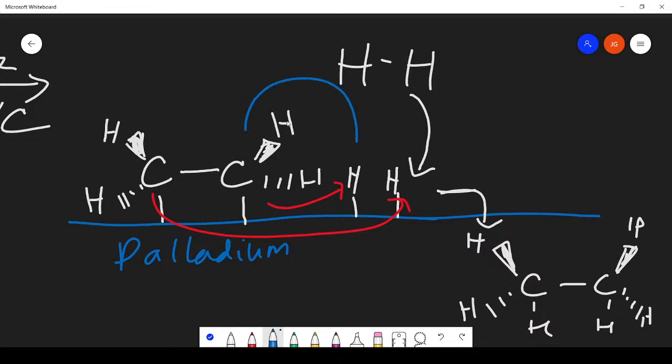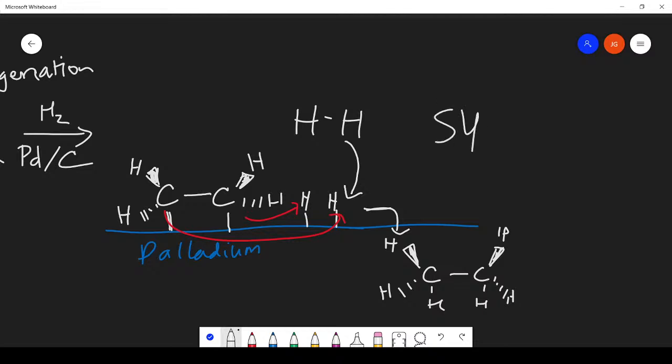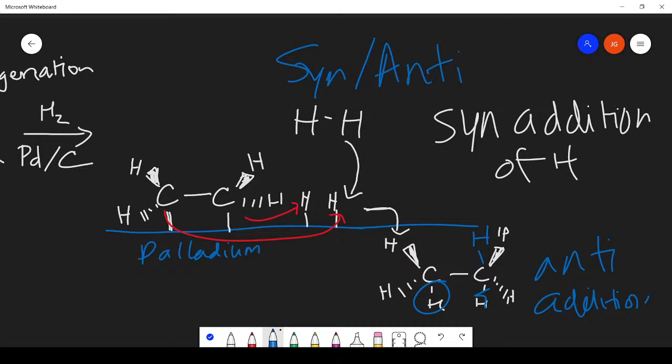All of these orbitals are filled. And so what's going to happen is you're going to add to only one side. We call this the syn addition of hydrogen. If you were to, say, have one attached to this side here, but a second one attached to the top side, you would get the anti-addition. So syn and anti. We have to remember if these reactions are going to be syn or anti.